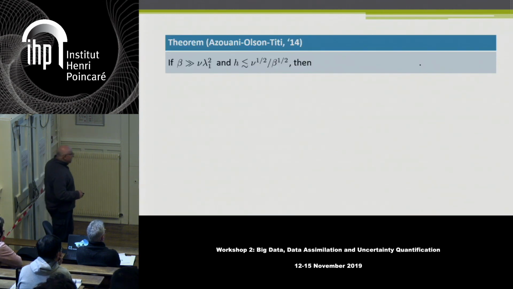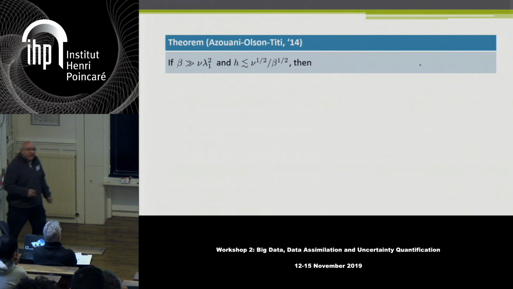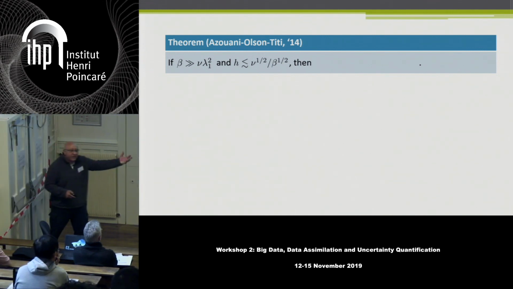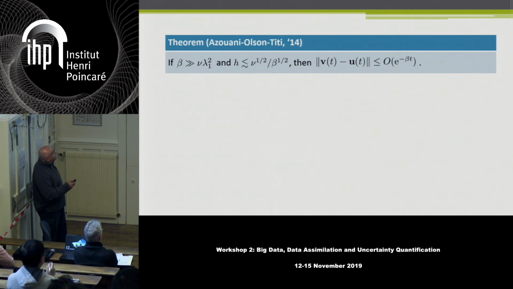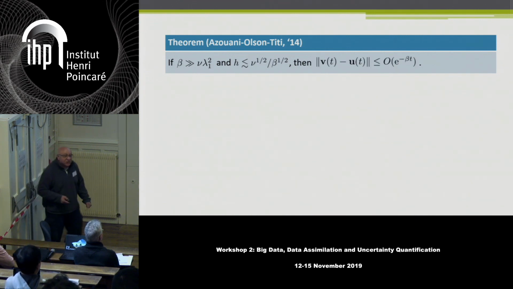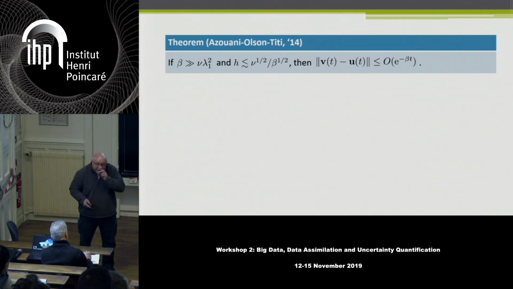So what happens now, this is the theorem that we have with Azouani and Olson. It says if beta is large enough, namely you put nudging strong enough, and if h is small enough, you need to resolve the scales that the theory tells you that you need to resolve, then the conclusion is that V minus U converges exponentially fast with the exponent beta. Now, somebody can say, why can't I take beta to go to infinity? Why can't I take beta to be super large?